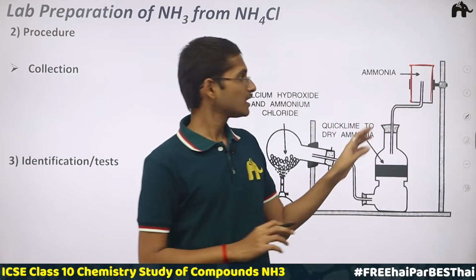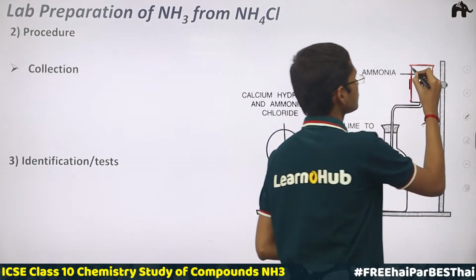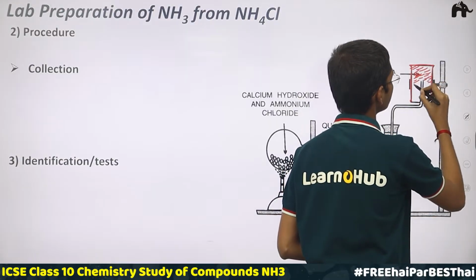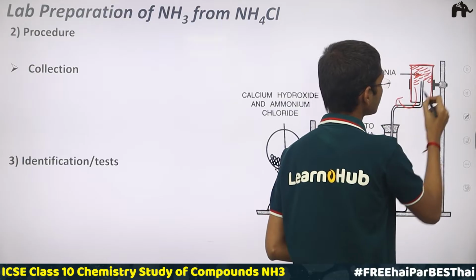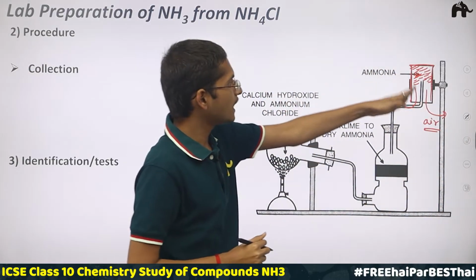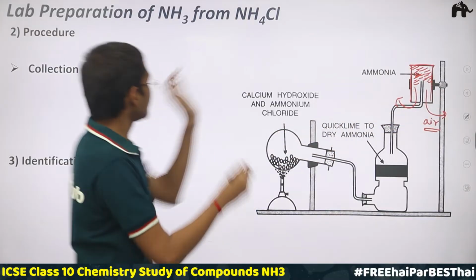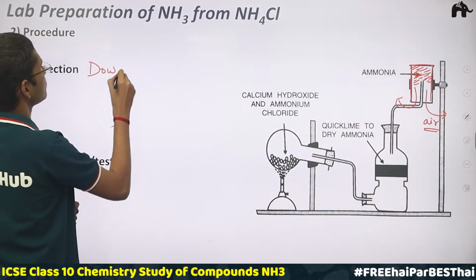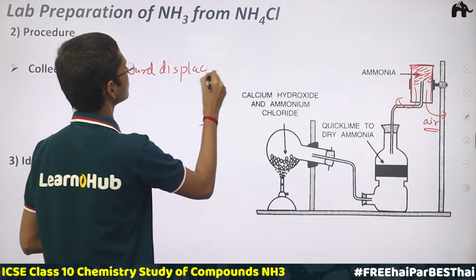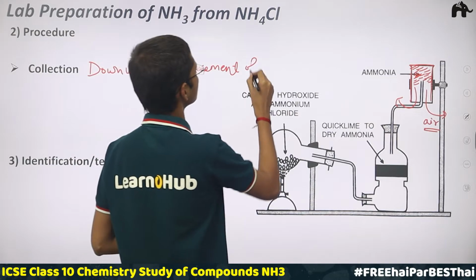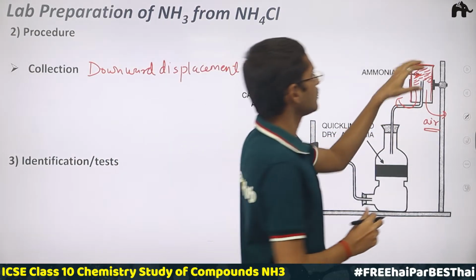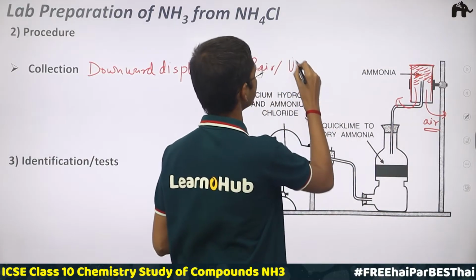But what happens is, ammonia starts to get collected at the top of the glass jar in this way, pushing out the air. So how is the method of collection of ammonia? Downward displacement of air. Right? The air is getting displaced downward, or we can say upward delivery. The ammonia gas is delivered on the upper side, right? It is staying in the upper side, so upward delivery.